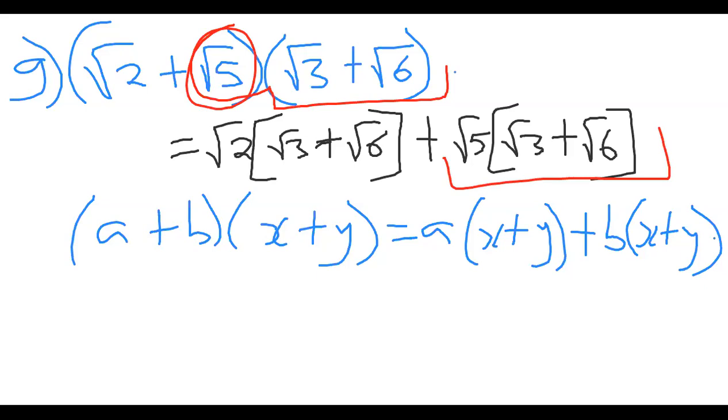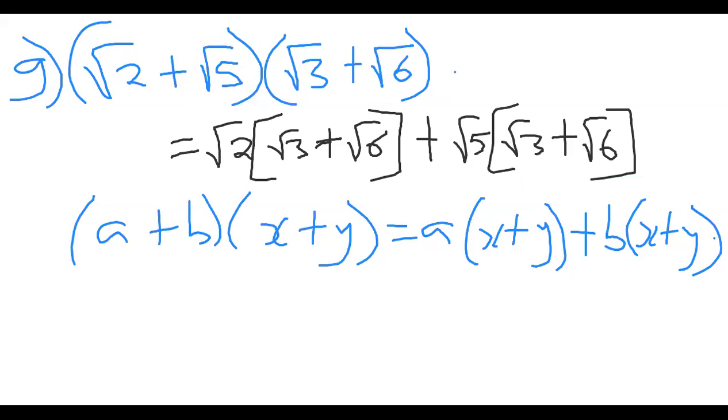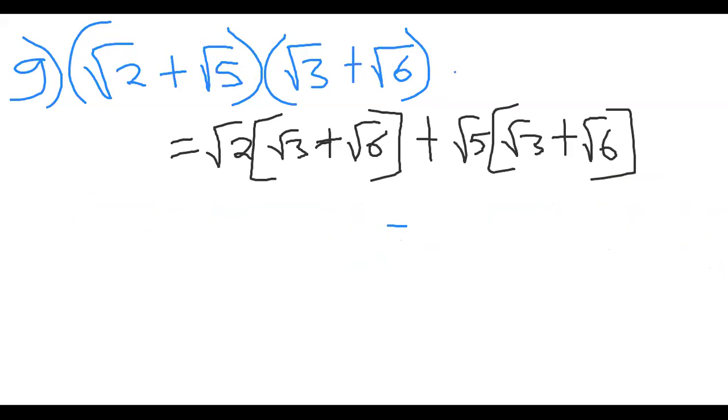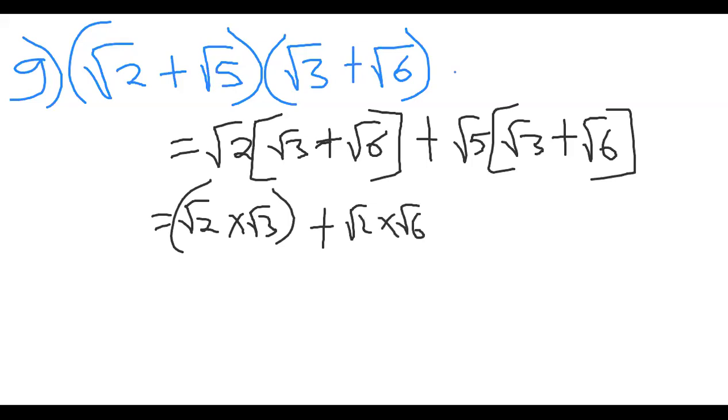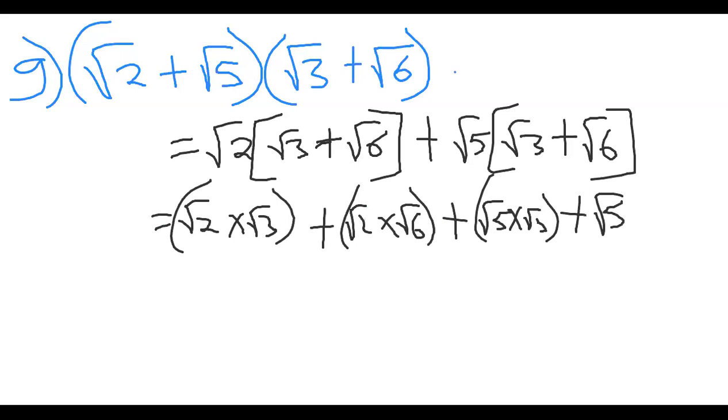So once you have done that, then we can remove that bracket there by saying that this is the same as root 2 times root of 3 plus root of 2 times root of 6 plus root of 5 times root of 3 plus root of 5 times root of 6.